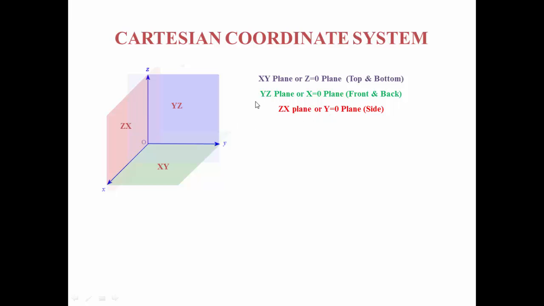So if the plane is formed between the two variables x and y, it is called an xy plane or z equal to 0 plane. Students, be clear, because in most problems it may be given as an xy plane or z equal to 0 plane. Both are the same. Similarly, the yz plane or x equal to 0 plane, and the zx plane or y equal to 0 plane, both are the same.